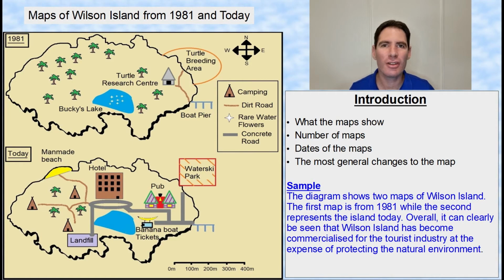When writing the introduction, there are just a few things you need to include. Of course, what the map is of. I have provided another map here. This one is of Wilson Island, and you can see that in 1981, it looked very different than it does today. You need to put the dates, also, of course, the number of maps. In this example, there are just 2, and you might want to put the most general changes that you can see. I have said that Wilson Island has become commercialized for tourism, but of course it affected the natural environment. Something like that, very general, not just focusing on one feature.